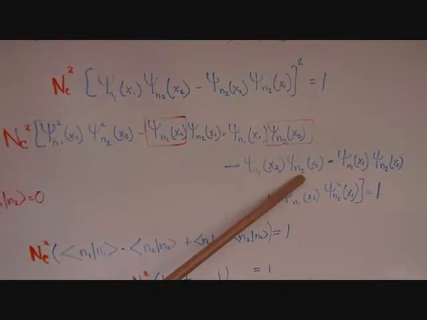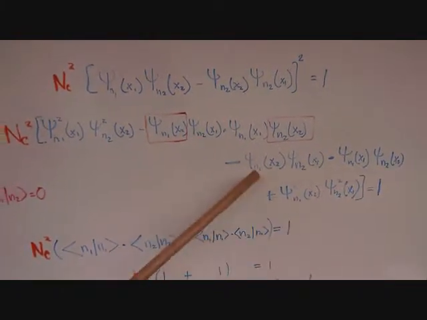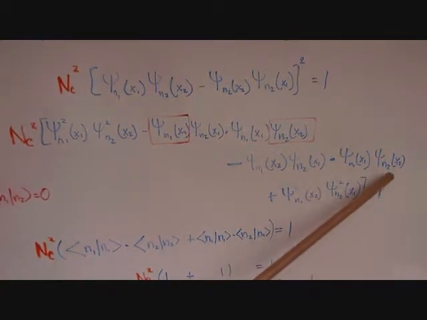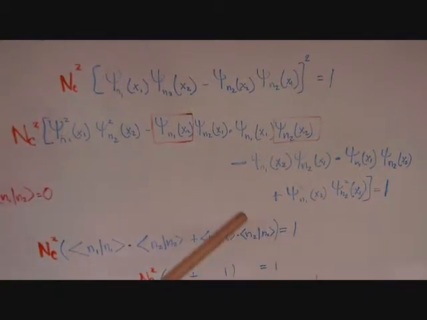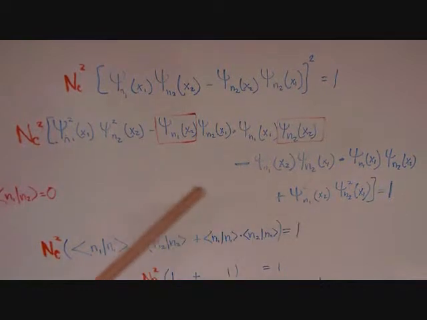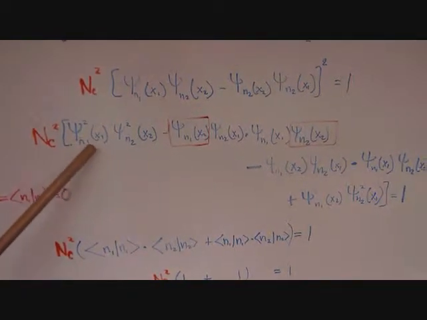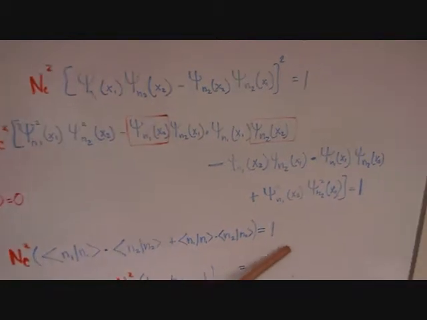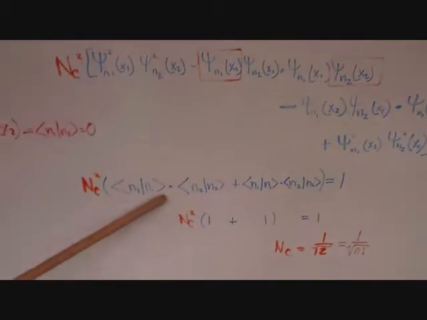The same is true for this term right here, because we have again a psi n sub 1 of x sub 2 and psi n sub 2 of x sub 2. It does the exact same thing. The two outer terms are squared and they simplify to this equation down here.